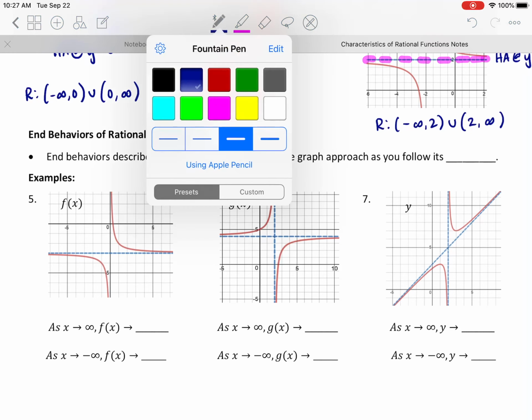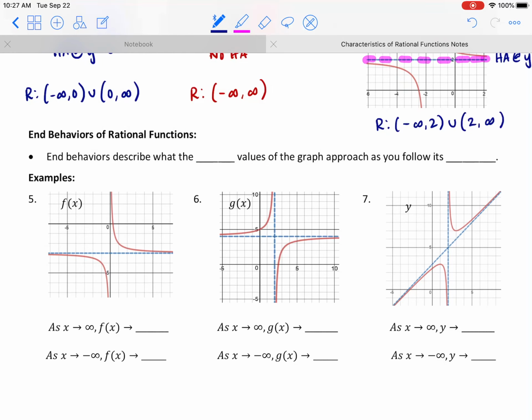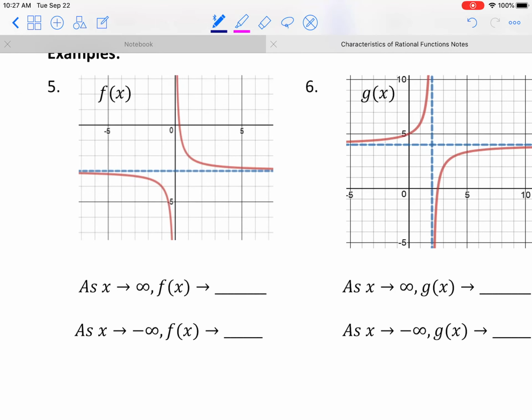Again, this is something we've talked about before. If you recall, end behaviors describe where the y values of the graph are going. What are the y values of the graph approaching as you follow the ends? Okay, so for example, on number 5 here, when it says, as x goes to infinity, if we were on the x-axis heading toward infinity, we would be going to the right. So this says follow the right end of the graph and tell me where the function values, where the y values are headed?